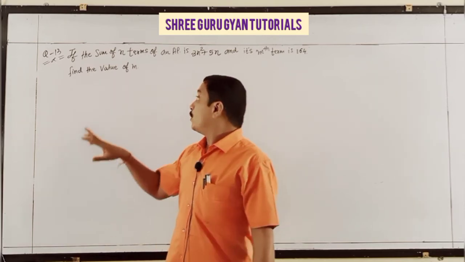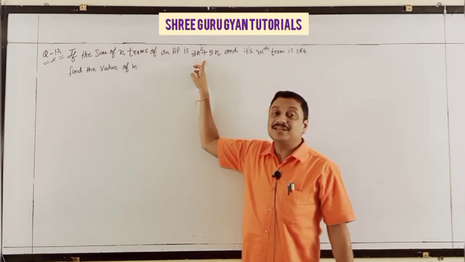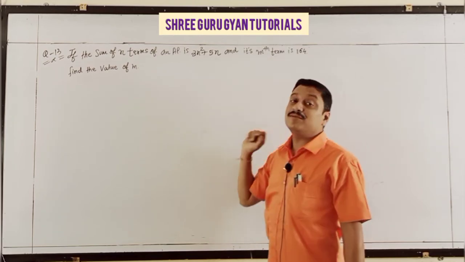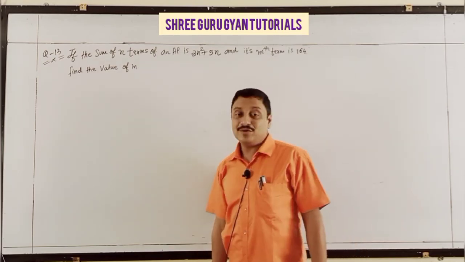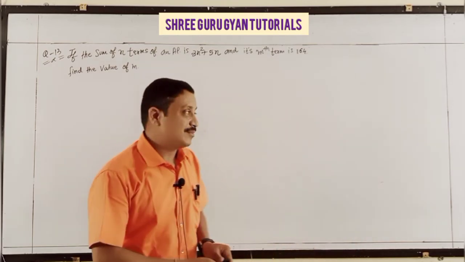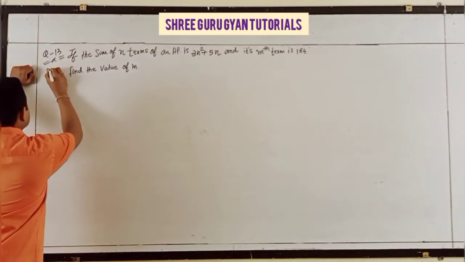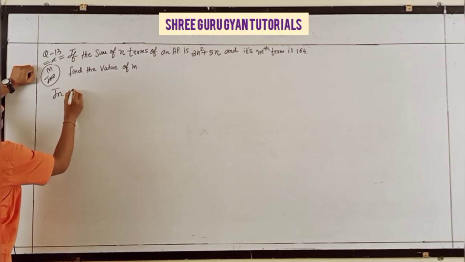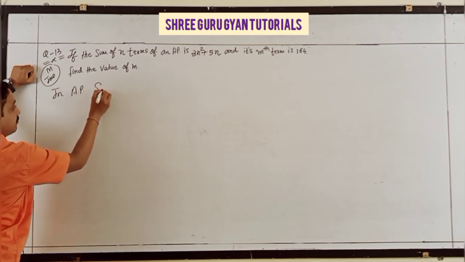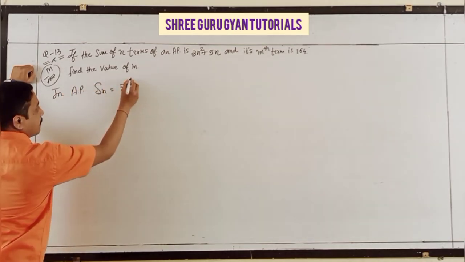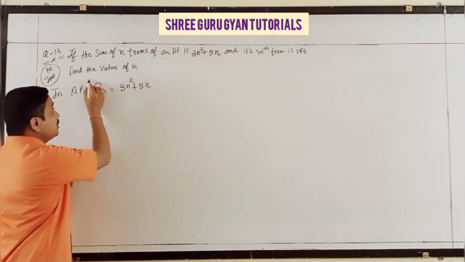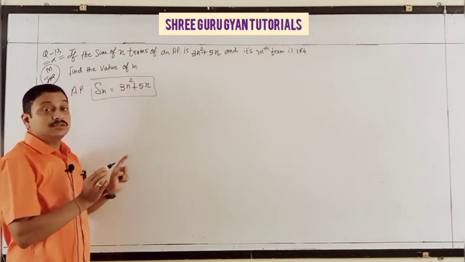If the sum of n terms is given as 3n square plus 5n and the mth term is given as 164, find out the value of m. So before starting, you tick mark this also in the most important numericals. Students, in an AP, Sn is given as 3n square plus 5n. Sn is the summation and I want the terms.